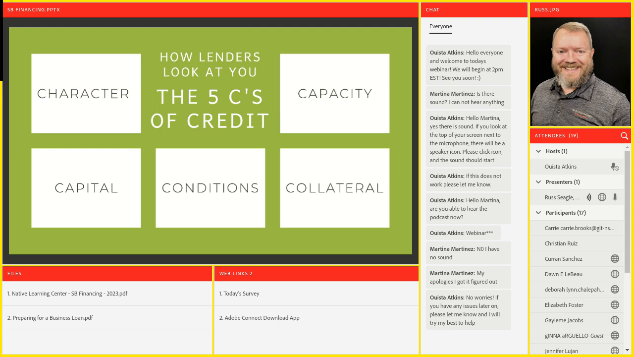Capital. Do you have money that you can put into the business? How much? Are you willing to take a bet on yourself? Are you willing to invest in you? We have a lot of people who walk in the door. They say, I want a 100% loan. I want you to fund 100% of this business. Well, if you're not willing to make a bet on yourself, why should anyone else? We want to know that you believe in yourself, and that's what the capital represents. It's your belief in yourself.